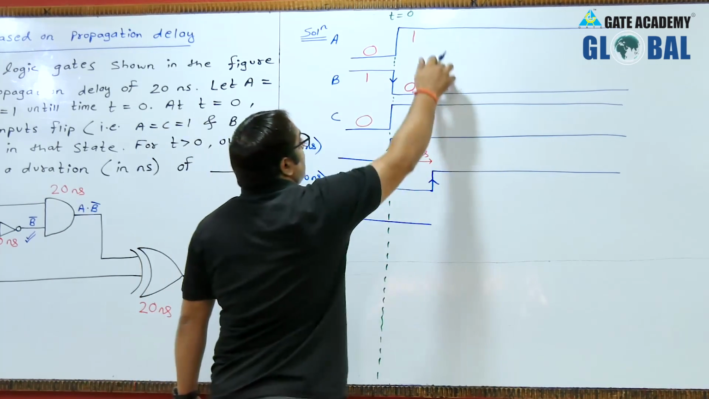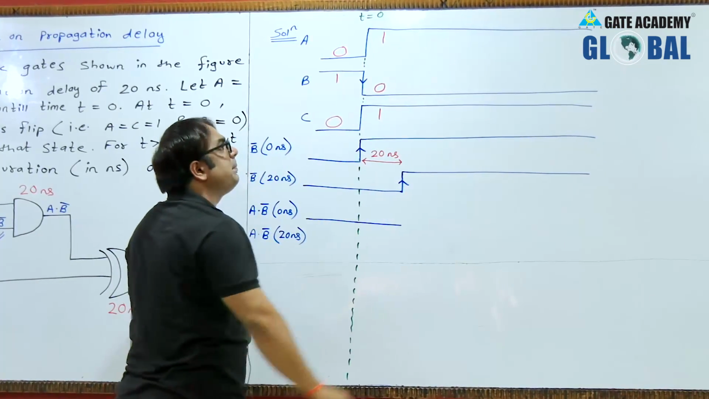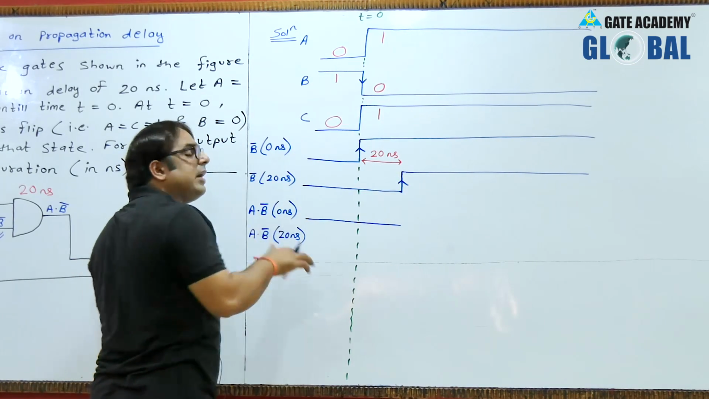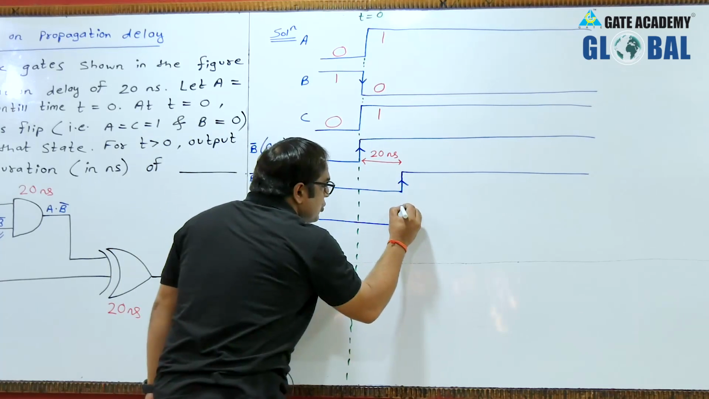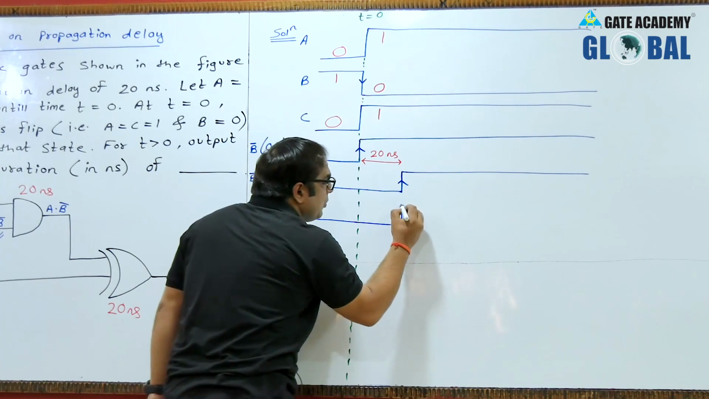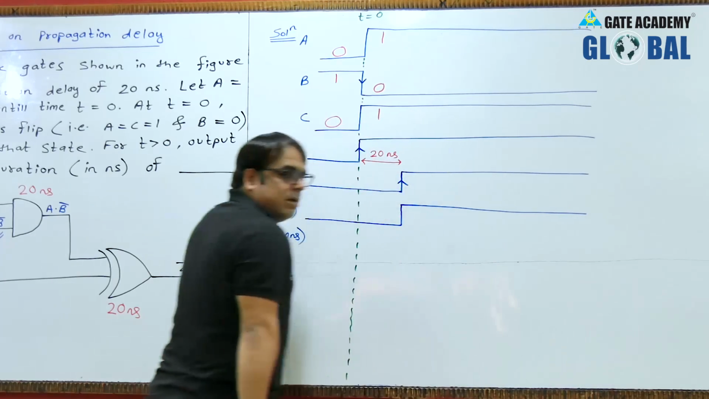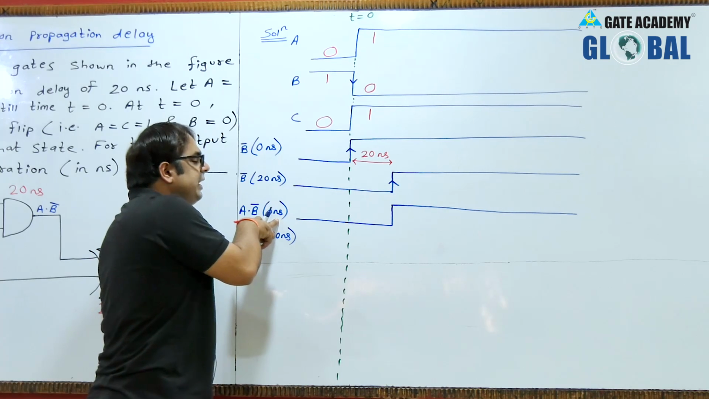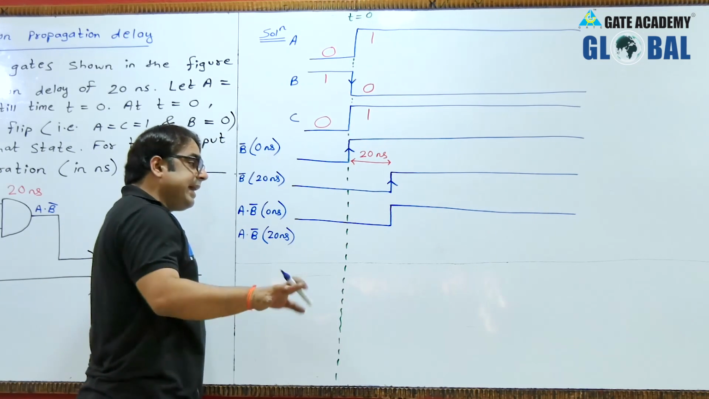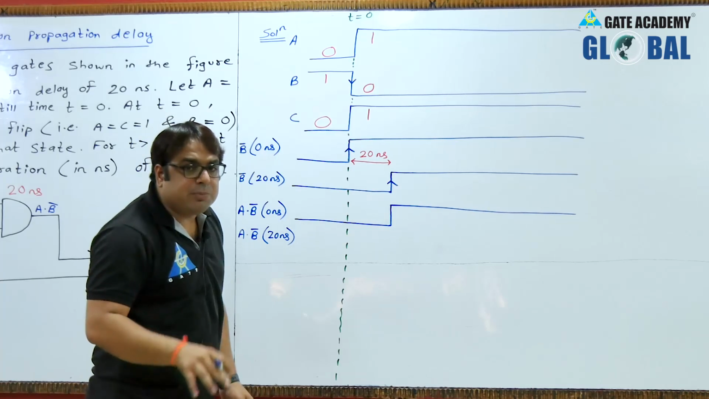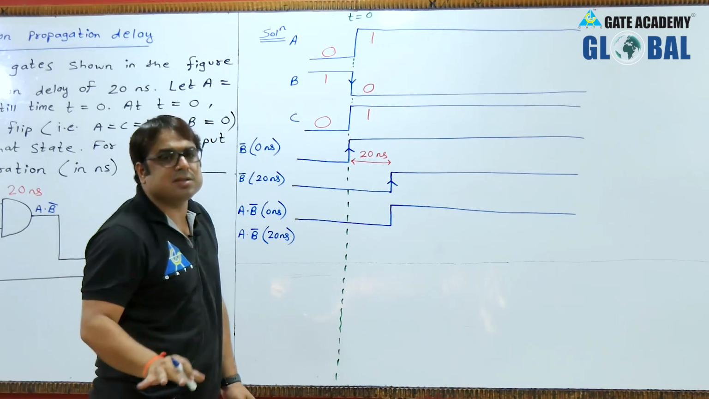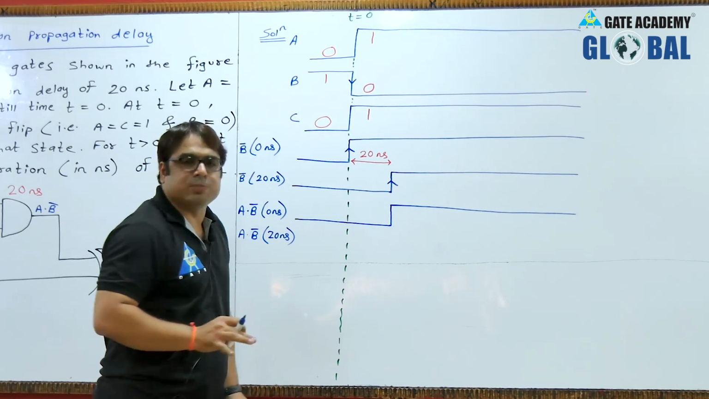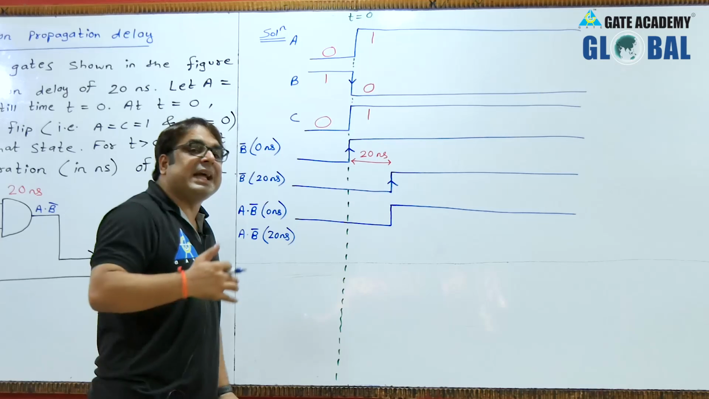Now see, after this 20 nanosecond what happens? A is equal to 1, B complement is also equal to 1, and 1.1 will be equal to logic 1. So this is the output waveform, the waveform of A dot B complement assuming a propagation delay of 0 nanosecond. Again I am saying, don't worry about the time I am taking here to analyze this question. You will be able to solve it in much less time than this. Just a matter of getting comfortable.